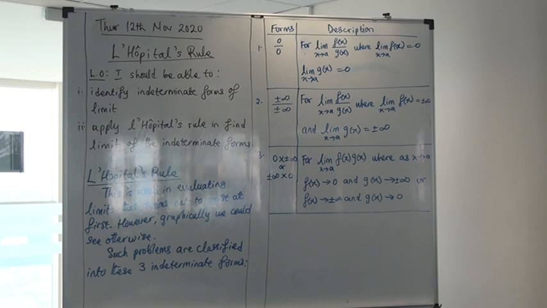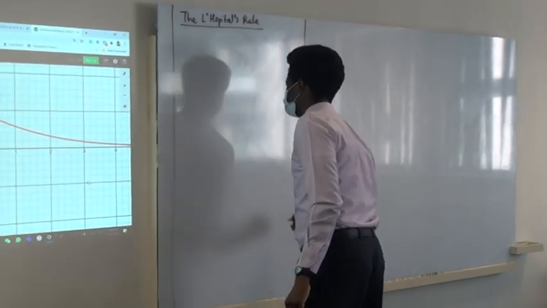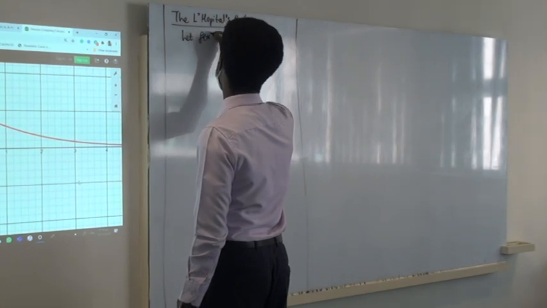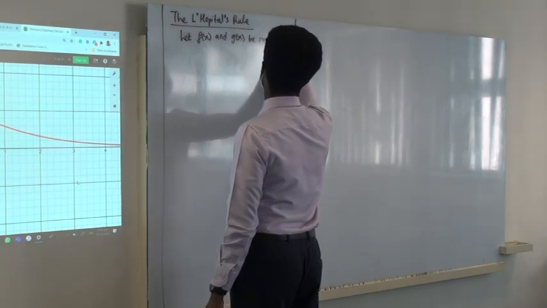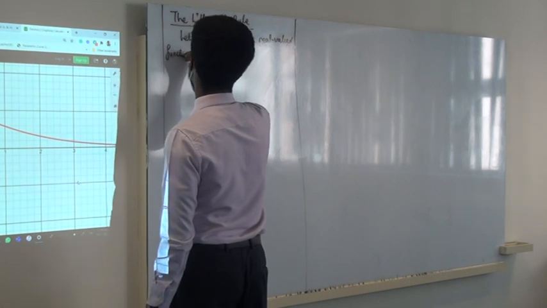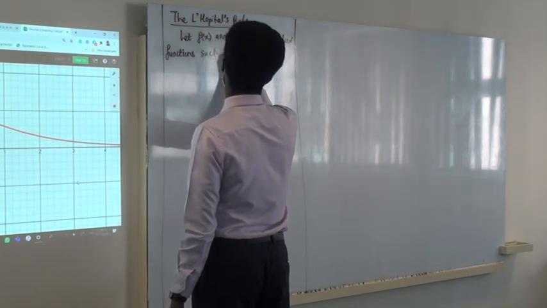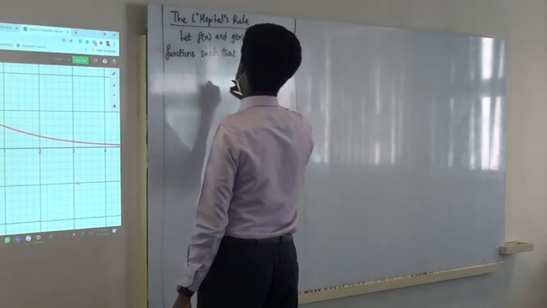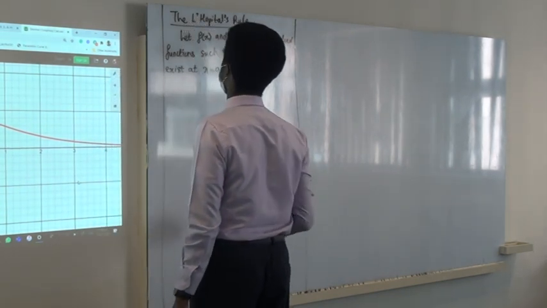So the L'Hôpital's Rule itself. Let f of x, g of x be real valued functions such that f prime of x and g prime of x exist at some point x is equal to a.